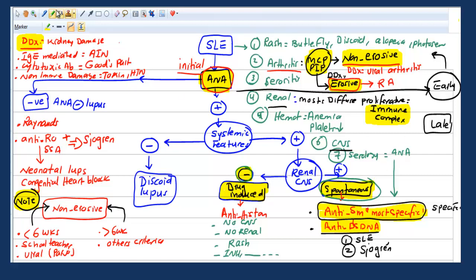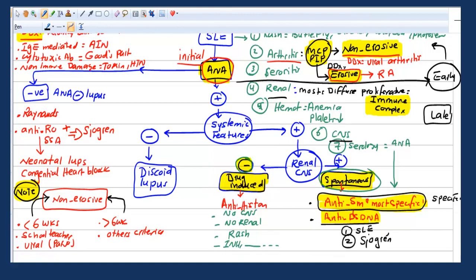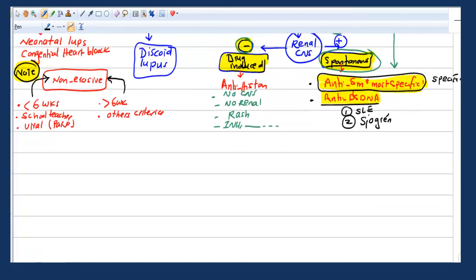Any question? There is no test without SLE, by the way. He has to ask about SLE. And we didn't talk about treatment yet, which is much easier.